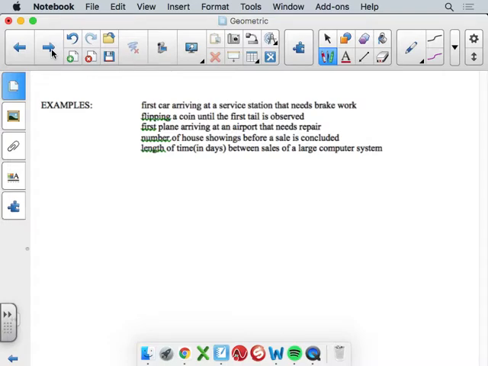So some examples on your page there. That box is like a messed up version of the formula sheet. So if you just grab the formula sheet, we'll go through it. So some examples. What's the probability of the first car arriving at the service station that needs brake work? What's the probability of flipping a coin until the first tail is observed? Probability of the first plane arriving at an airport needs repair, and so on.